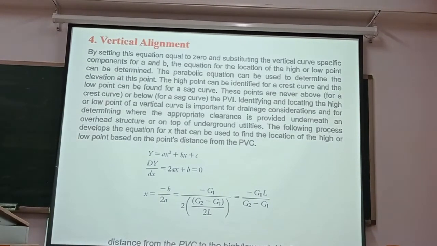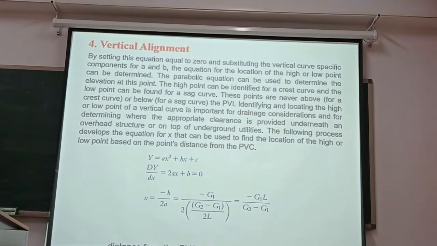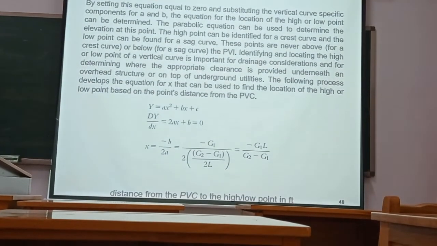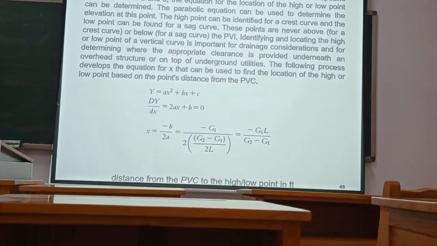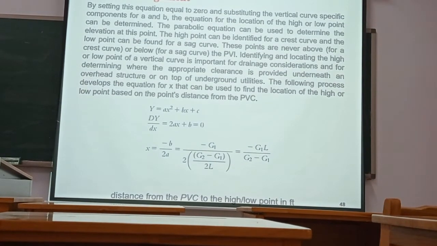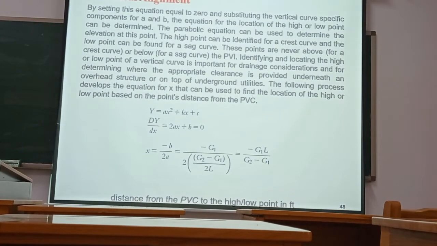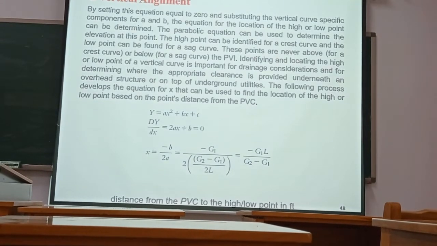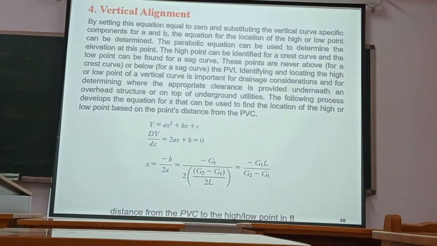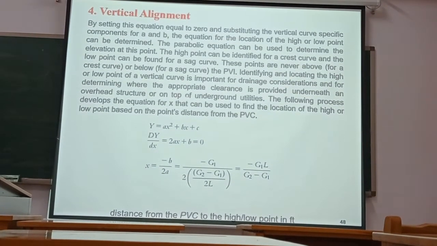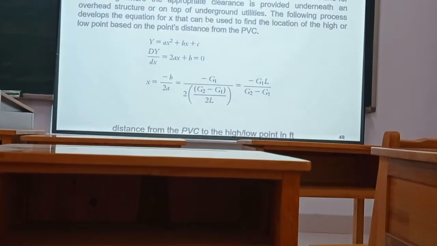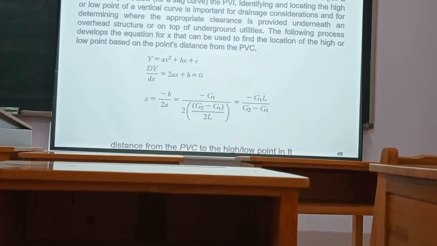Identifying and locating the high or low point of a vertical curve is important for drainage considerations and for determining where appropriate clearance is provided underneath an overhead structure or on top of underground utilities. So it is important. One reason is drainage consideration, and another is appropriate clearance. We should consider these two aspects.